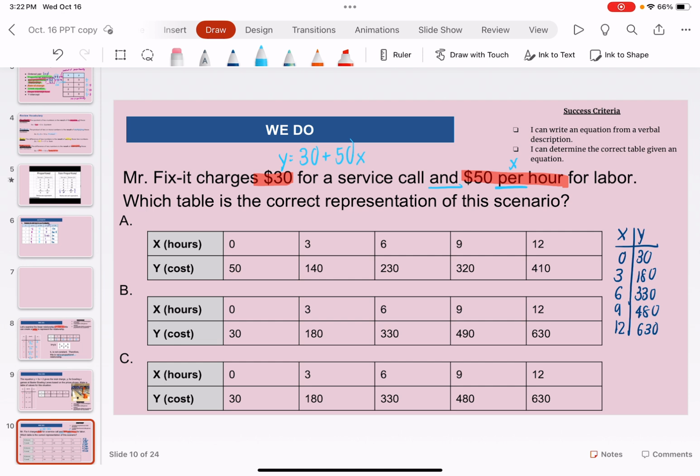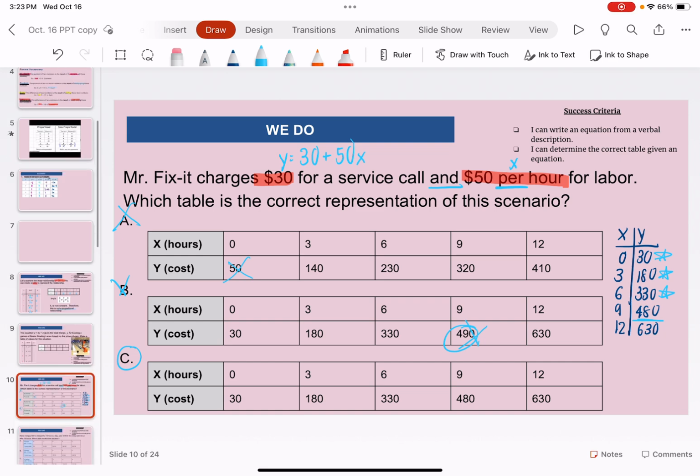So over here we have when x is 0, y is 50. That is obviously not correct. So A is not correct. B says when x is 0, y is 30, which yes, that's correct. When x is 3, y is 180, that's also correct. When x is 6, y is 330, that's also correct. When x is 9, y is 490. This 490 is not correct because it actually needed to be 480. But I can see that our last answer choice, C, has the 480. And then when x is 12, y is 630. So B was the correct answer.